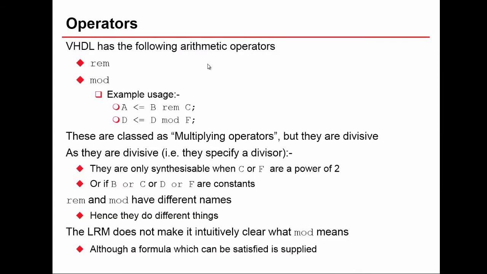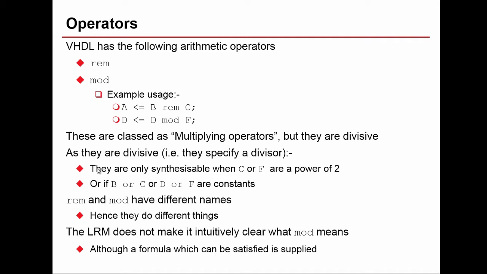So VHDL has these operators Rem and mod. They're built into the language. The examples of how you use them are shown here. We can see that B Rem C gives some result that we can assign to some other value, like A for example. If you're looking for how these are described in the language reference manual, these are actually called multiplying operators, and that's not just a peculiarity of VHDL, it's true for any other languages. Division, Rem and mod are all called multiplying operators, even though you're actually dividing things.